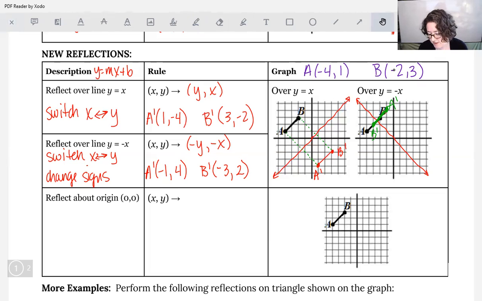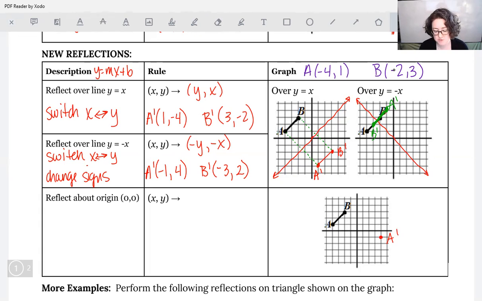So our A point starts at -4, 1. So I want to go the same exact distance, but on the other side of the origin. So that means I'm totally flipping things around. So my new A prime is going to be at 4, -1. So you'll notice instead of going up 1, left 4, I totally reversed it. I went down 1, forwards 4.